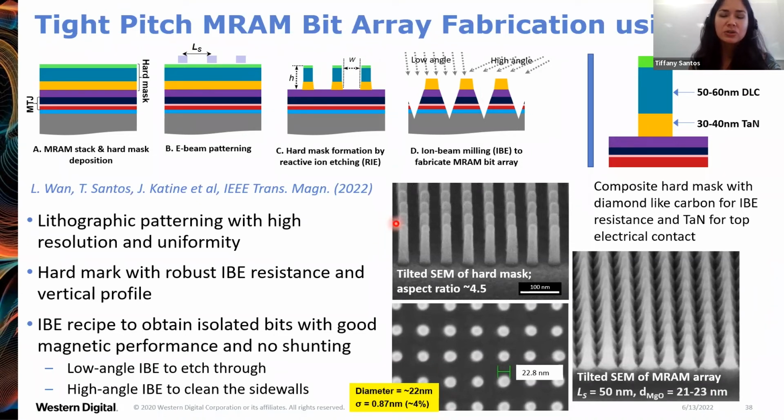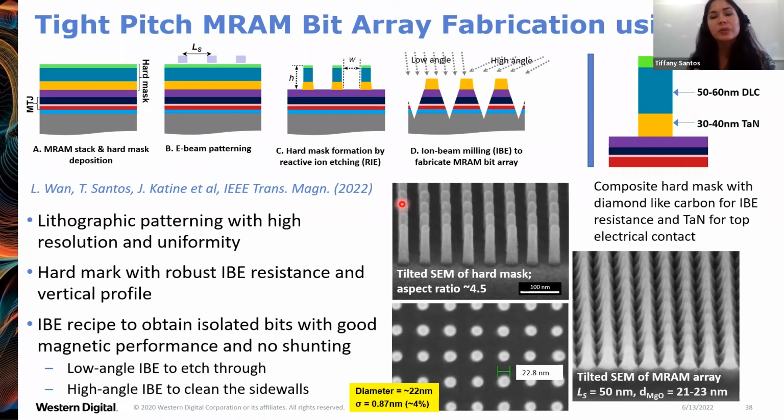And so here's the patterned hard mask in this tilted SEM image. Here's a tilted view and then a top-down view of the hard mask. The main requirements for the hard mask are very straight sidewalls and a high aspect ratio.